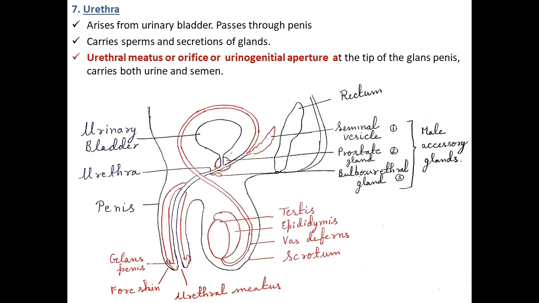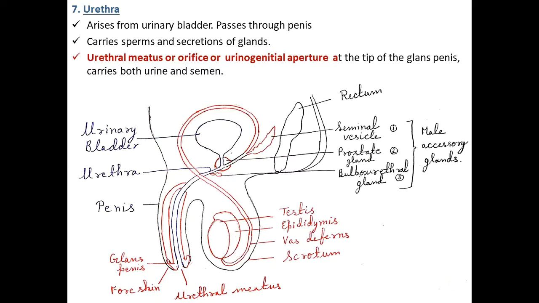Then at the point of union of the ejaculatory duct with that of the urethra, there is one more gland called prostate. It is one only because it surrounds the urethra. Is it okay? It is surrounding it, because the seminal vesicle is paired.